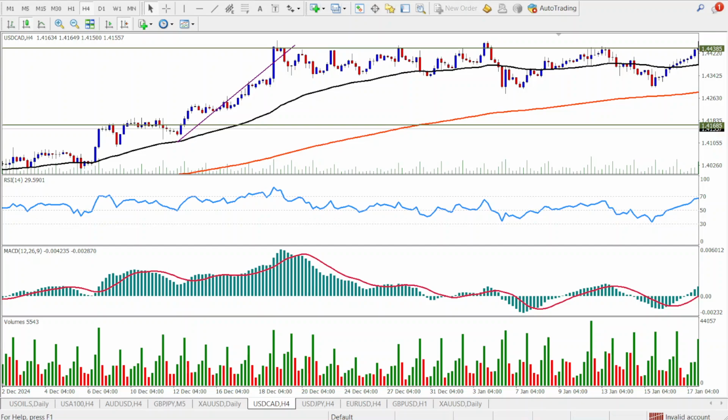So the goal is to ride the trend, but not to overstay your welcome. You get in when momentum is strong, and you exit when the momentum gets weak before the trend reverses.